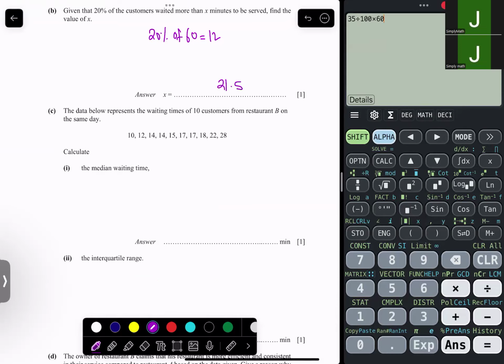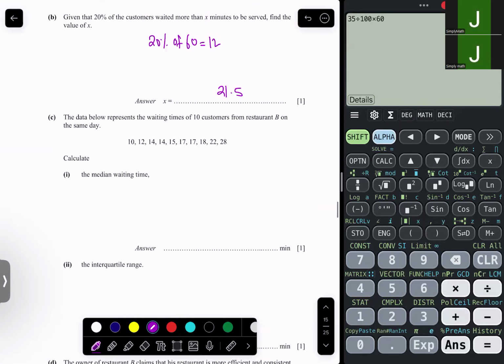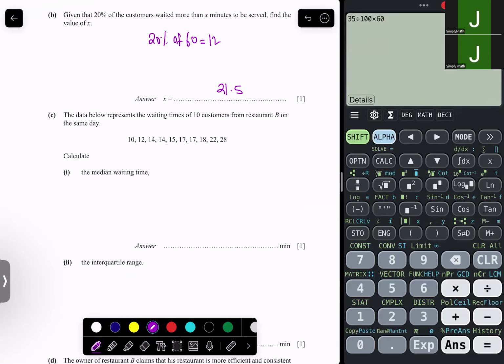The data below represents the waiting time of 10 customers from restaurant B on the same day. Calculate the median and the interquartile range. All right, so let's do that. Now, this is unsorted data, and in order to deal with such data we need to arrange from small to big. Oh wait, sorry, this is sorted already. My bad.